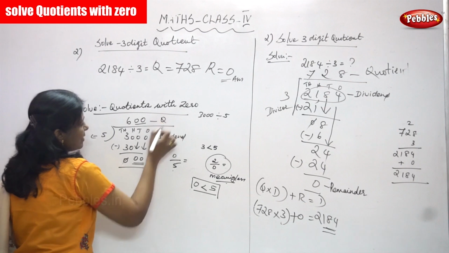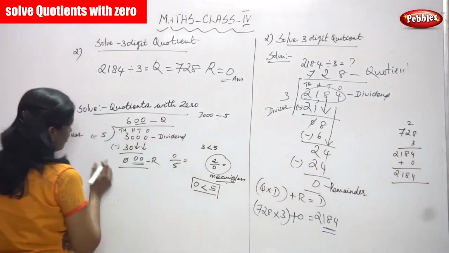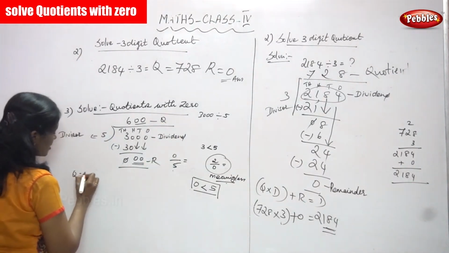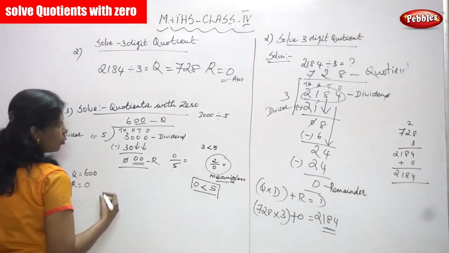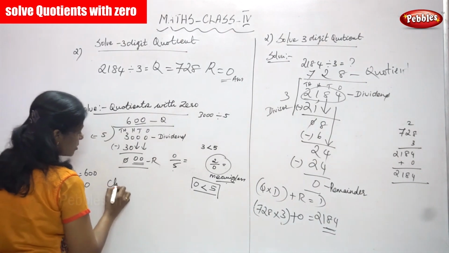So this is the quotient and this is the remainder, and I've written the answers very clearly. Q is equal to 600, the remainder is equal to 0. Now to know whether the answer is right or wrong, you have to do the check method.